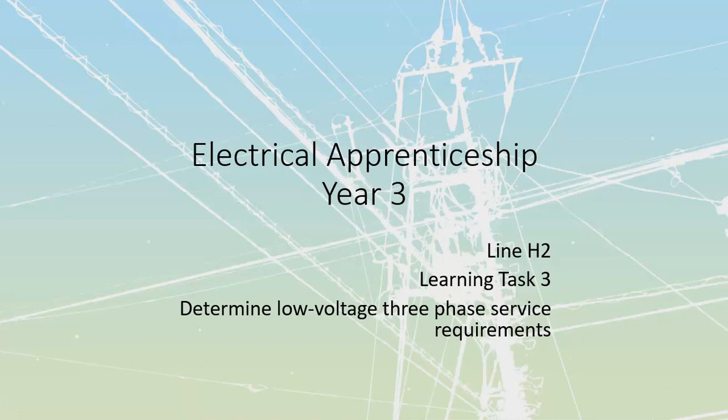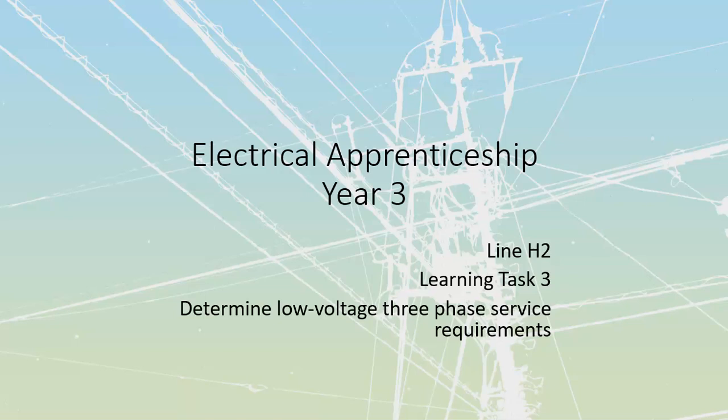Line H2, learning task number 3, determine low voltage three-phase service requirements. We've gone through single-phase service requirements in first and second year, or at least your teacher should have gone through how we make those determinations for them. Not every teacher goes through all of the modules, but we will in this course because that's the proper thing to do, and we are hitting those ITA levels.